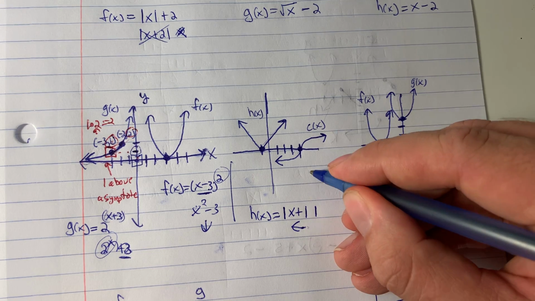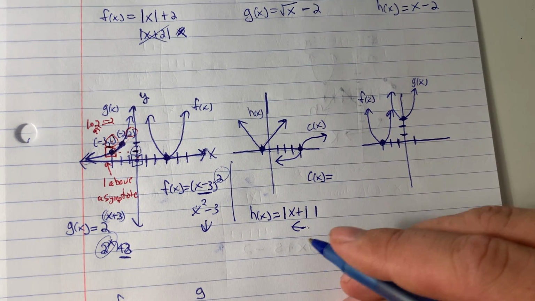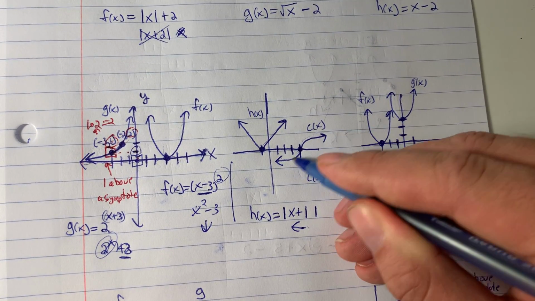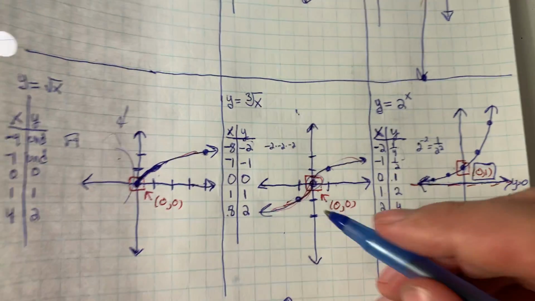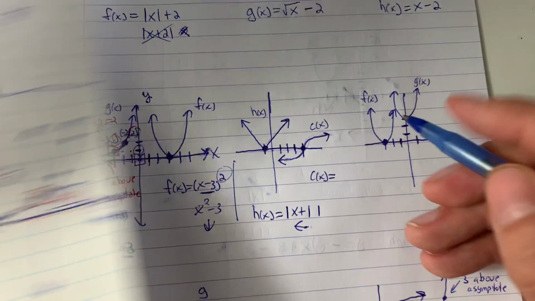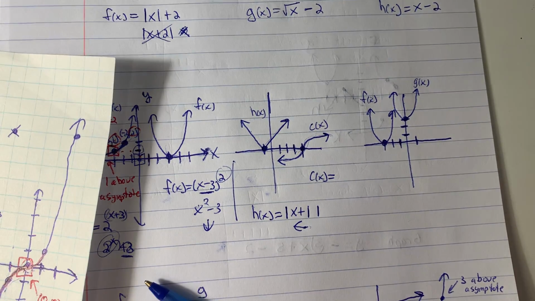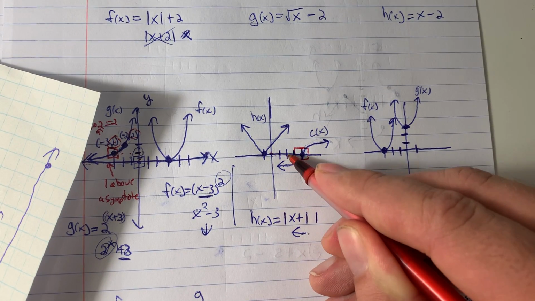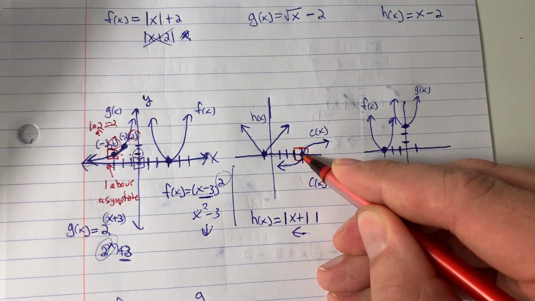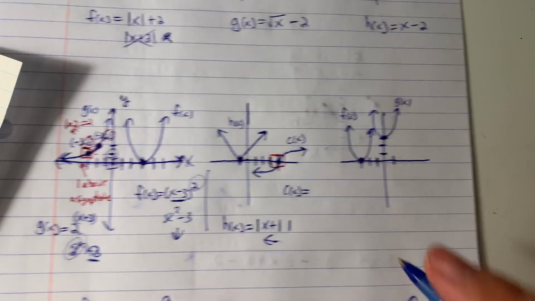Let's see how you did on c of x. C of x equals. This is a cube root parent function. We should recognize it as the cube root parent function. And we're looking for the inflection point. The inflection point happens right here. And so that is 1, 2, 3, 4 to the right from (0, 0), which is where it normally is in the parent function.